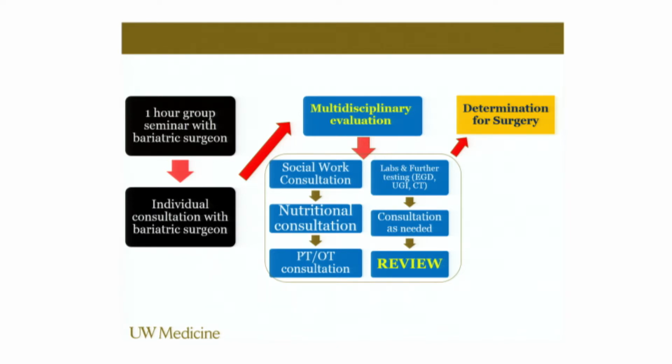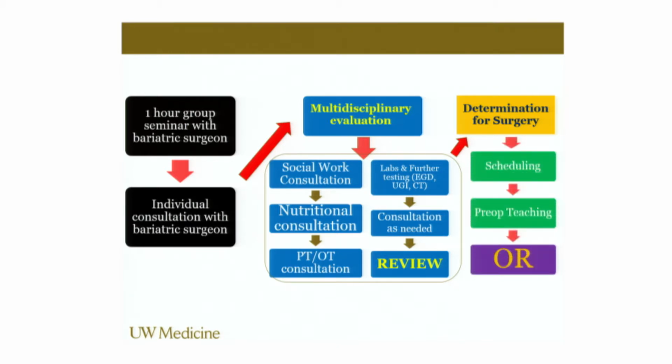If patients have significant systemic disease, we'll often get our medical colleagues involved to help us assess their risk for surgery. And once all of this is done, we bring the patient back for another visit with the surgeon where we go over the results of everything and then make a final determination for surgery. Once that's done, we go ahead and do more teaching on the post-operative diet and get them prepared for the operation. And finally, we get them to the operating room. This process can take 2 to 5 months.